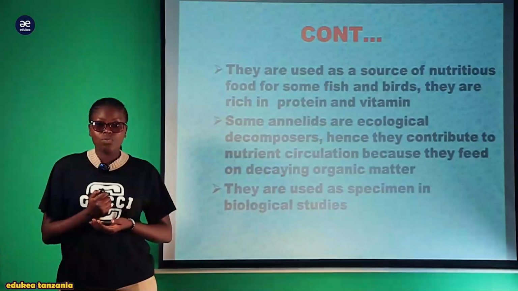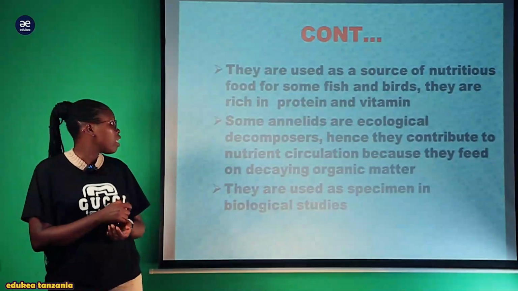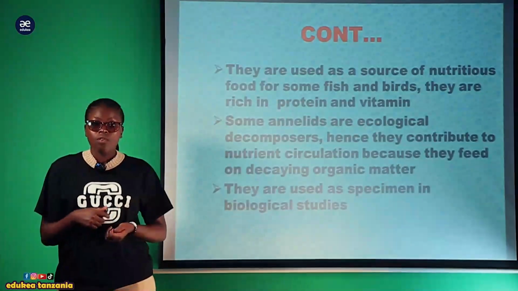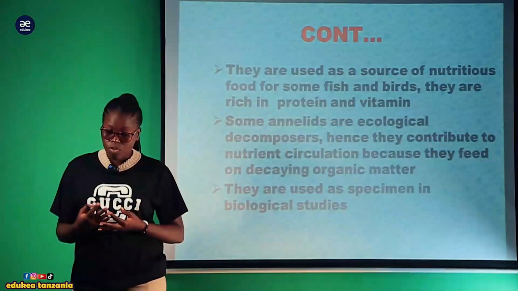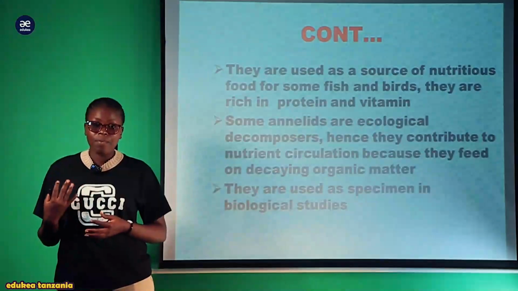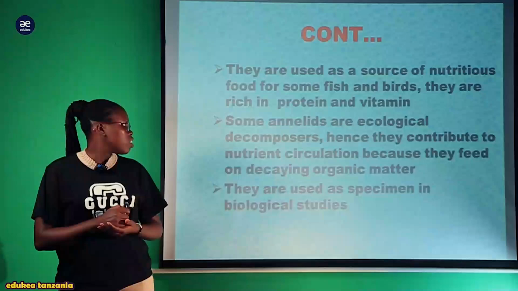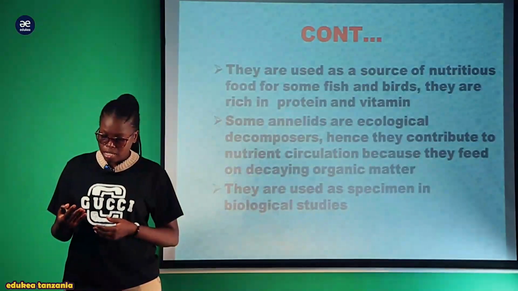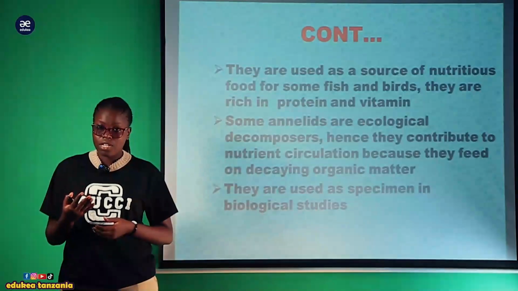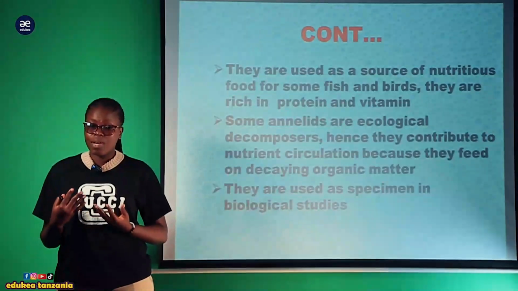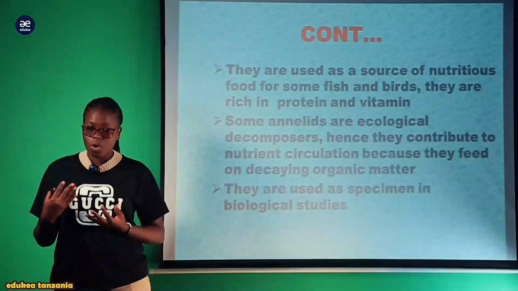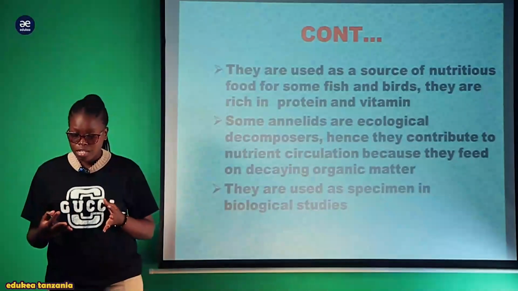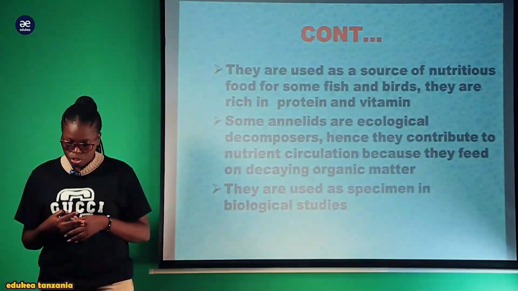They are also used as a source of nutritious food for some fishes and birds, and they are rich in protein and vitamins. Also, some annelids are ecologically important decomposers. We say these annelids are scavengers, because they tend to feed on dead plants and organic matter, so they decompose them and feed on them, ensuring nutrient recycling. Also, they tend to reduce pollution.